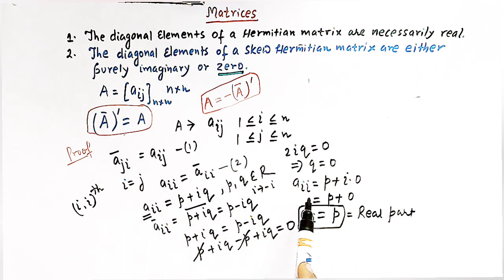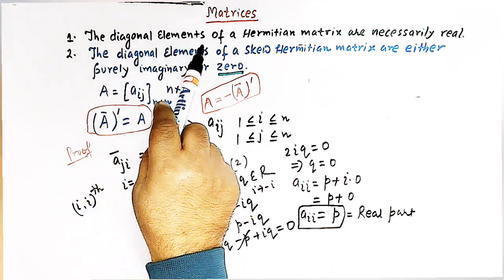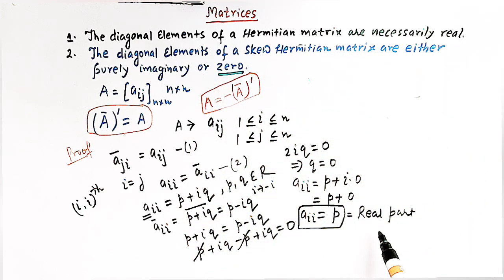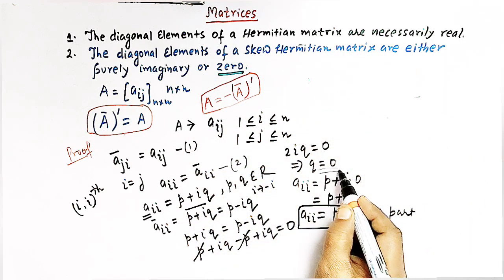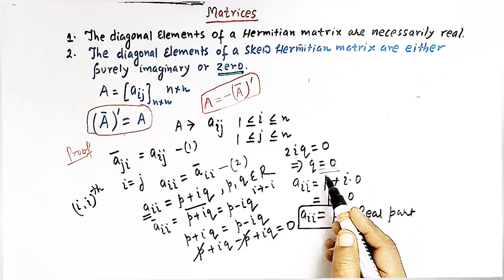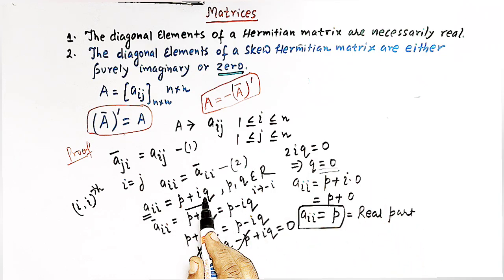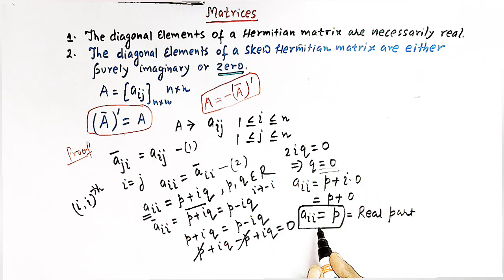So we have proved that the diagonal elements of a Hermitian matrix are necessarily real, because q is equal to 0. So in all cases, the imaginary part of this complex number is going to be 0, and we retain only the real part, that is p. So aii is equal to p.